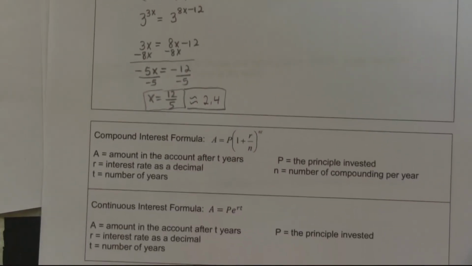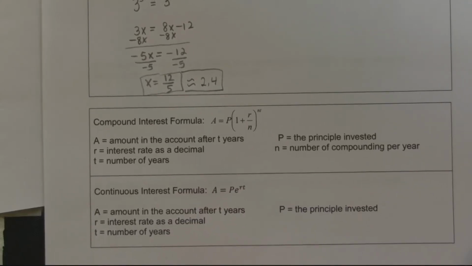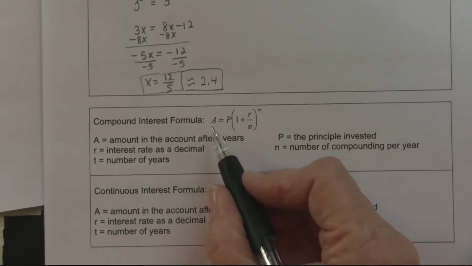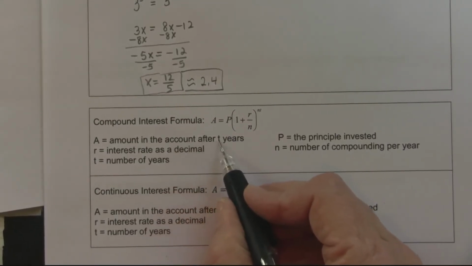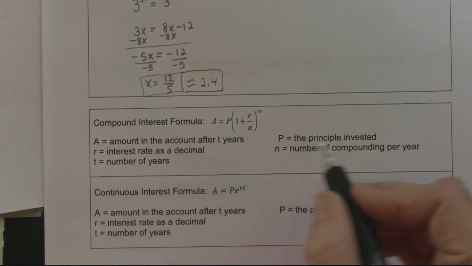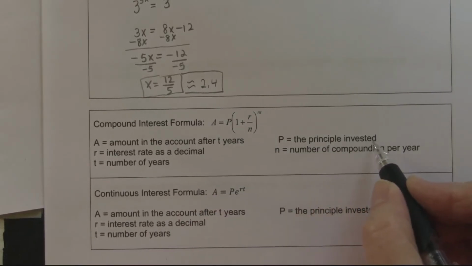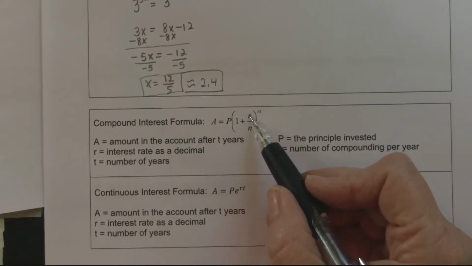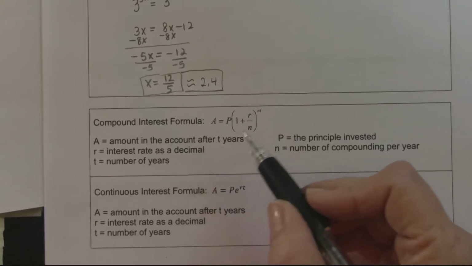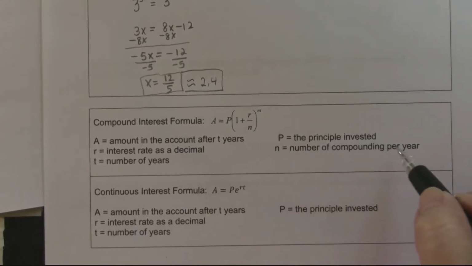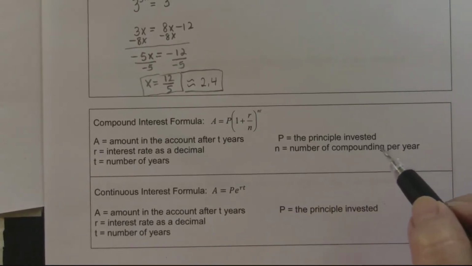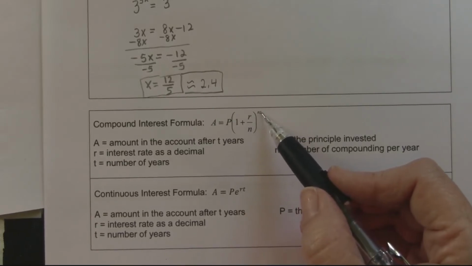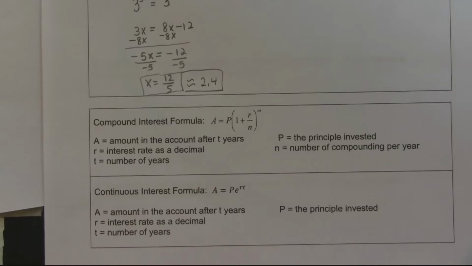Then there's some formula problems, and there's the compound interest formula, where A stands for the amount in the account after T years. P stands for the principal invested. 1 is just the number 1. R is the interest rate written as a decimal. N is the number of compoundings per year. And N is again repeated, the number of compoundings per year. And T is the number of years.